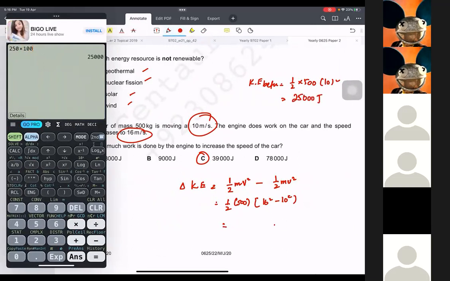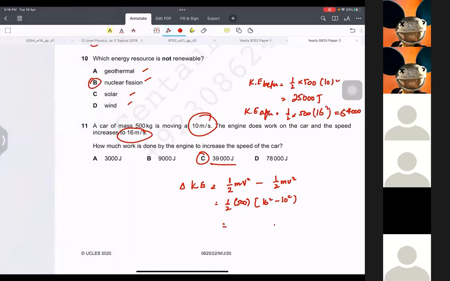It already had this energy. Then kinetic energy after doing the work: 0.5 times 500 times 16 squared. So that is 64,000. Now 64,000 minus 25,000. So you got the answer. Understood? I did it. Yeah, I got it.